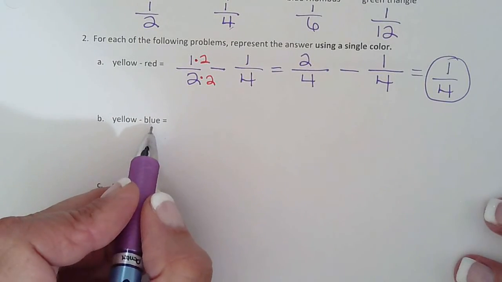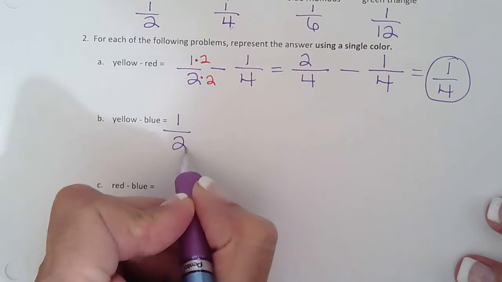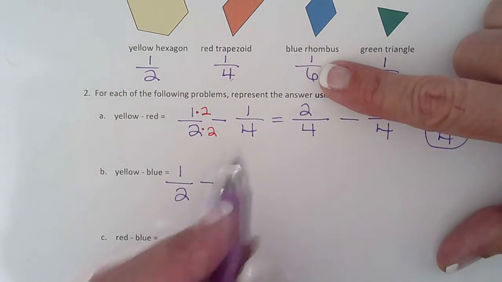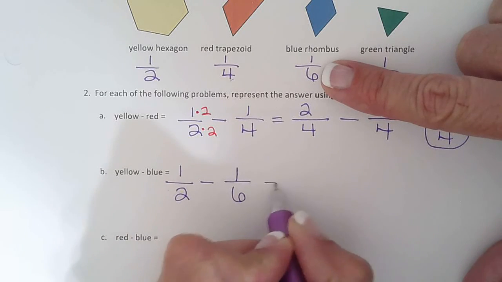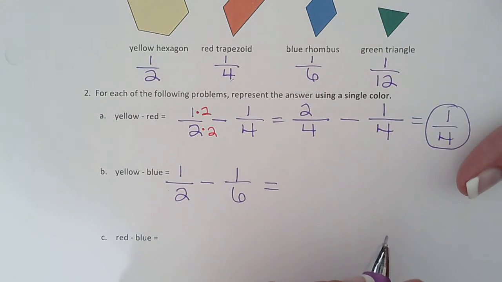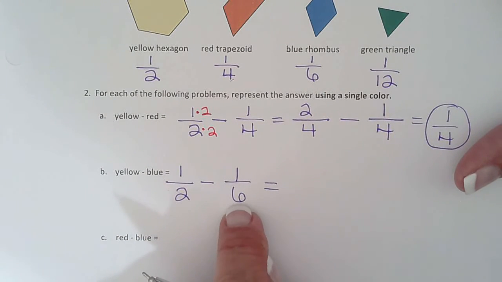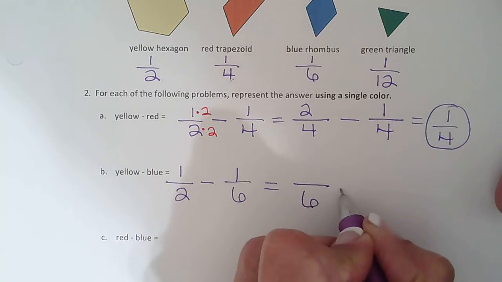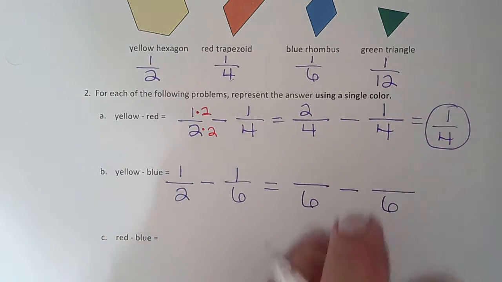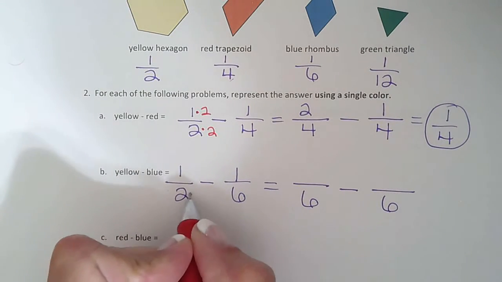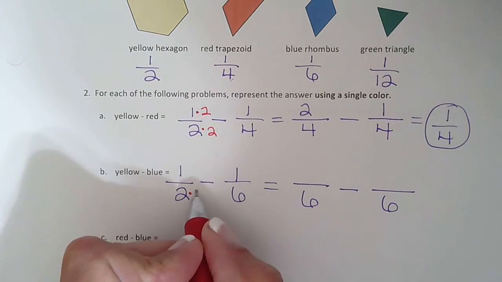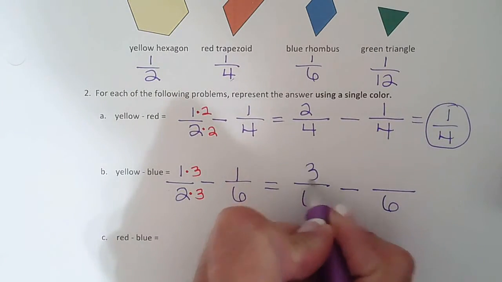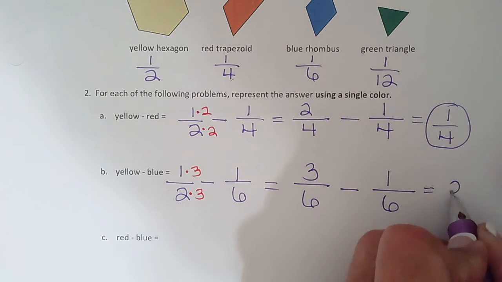Okay, next we have yellow minus blue, which would be 1/2 minus blue is 1/6. Same process. What's the common denominator? Start with the big one. Does 2 go into 6? Yes. So no need to multiply. Save yourself the simplifying. So again, we have to make this have the common denominator. So 2 goes into 6 3 times. So multiply numerator and denominator by 3. So 3/6 minus 1/6 is 2/6.